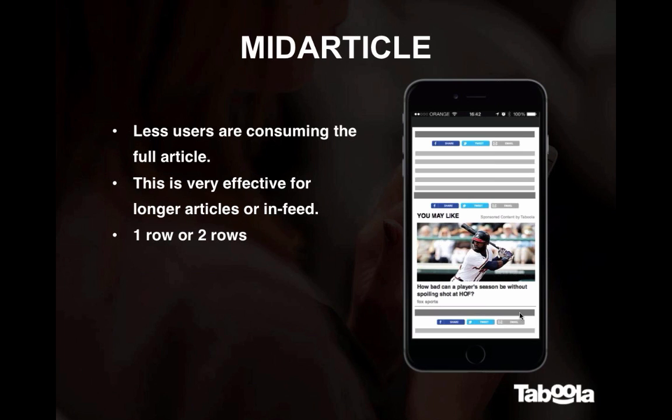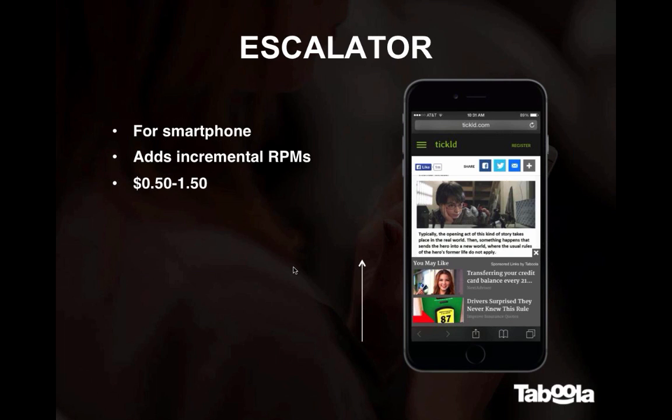Mid-article. So to demonstrate what it would look like if you had longer articles or if you wanted it in feed, it could just be one thumbnail, very similar to how we show here. This could also be 2 rows if you felt like taking a little bit more of an ambitious approach.